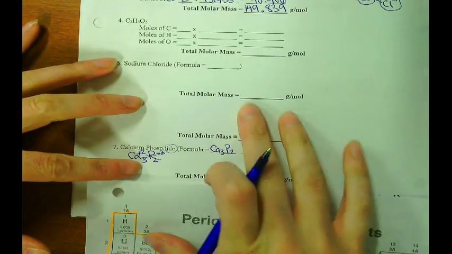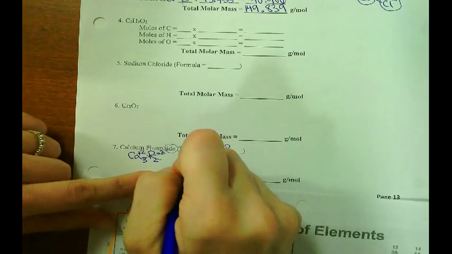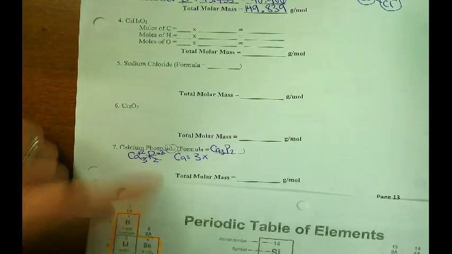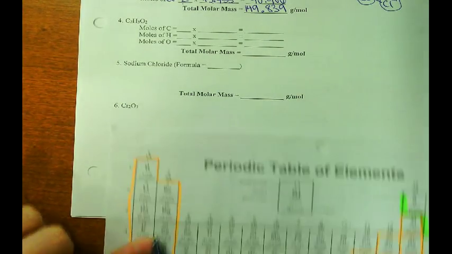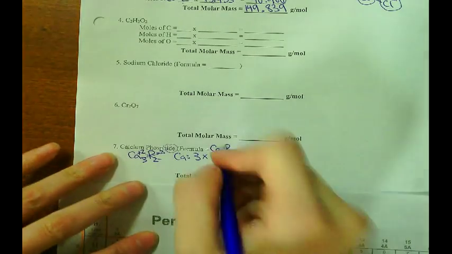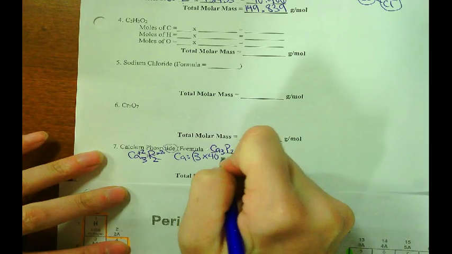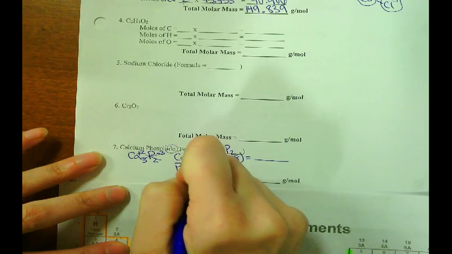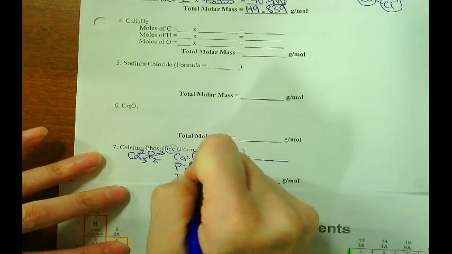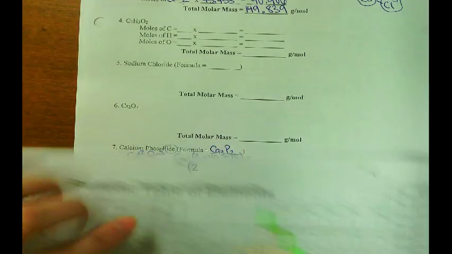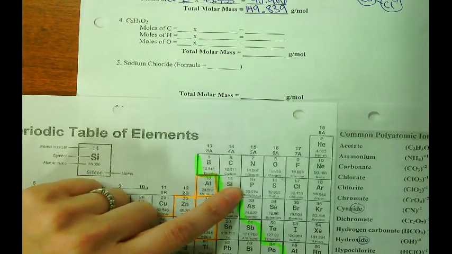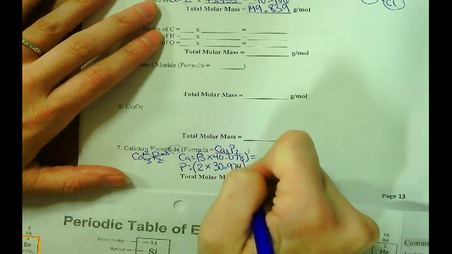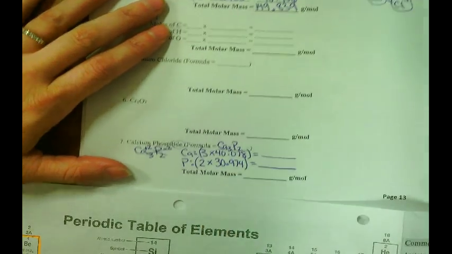Alright, now we didn't give you the spot to show your work for these problems because you should know. So, for calcium, I've got 3 moles. Each mole has a mass of 40.078, right there, times 3. That's going to be my total mass of calcium. For phosphorus, I've got a subscript of 2, which means I have 2 moles of phosphorus in this compound, times each mole of phosphorus weighs this average atomic mass, 30.974. And that's going to be my total mass of phosphorus in this compound.